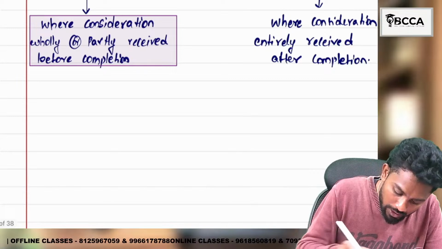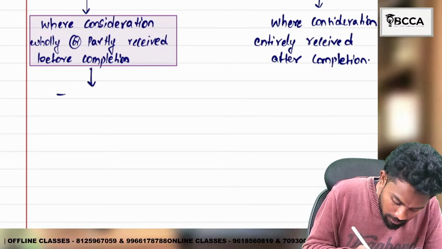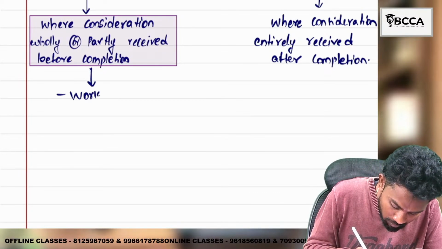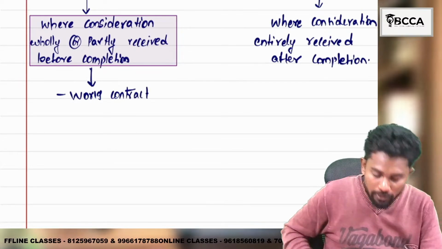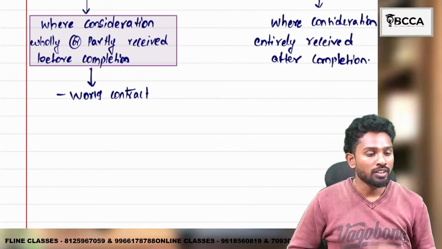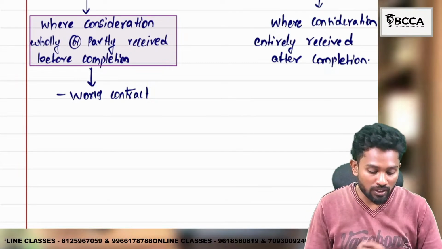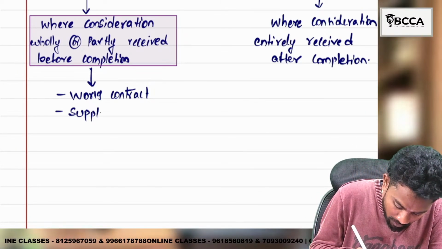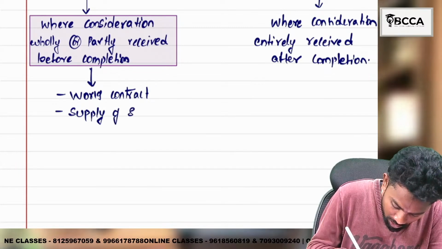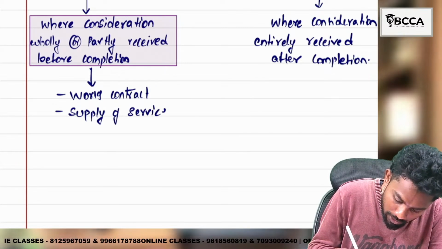Then it is a works contract. It has to be treated as a works contract. Sir, works contract now what? It's a contract related to immovable property and involves supply of goods and service. So this also has to be interpreted as a works contract, and it is a supply of service.